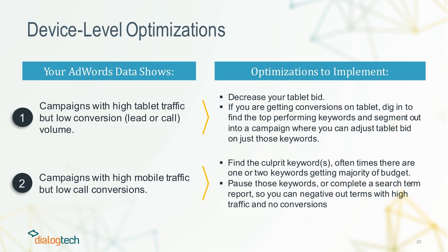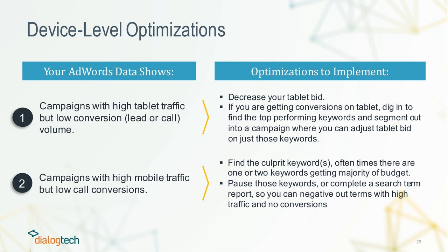So then what about campaigns with high mobile traffic but low call conversions? Again, we get a lot of mobile traffic the more and more people are using their mobile device. More times than not, there's a culprit few keywords. And they're probably on broad match or broad match modifier or sometimes even phrase match, to be honest with you. And oftentimes, those few keywords are getting the majority of budget and they're sucking up your mobile campaign level budget.